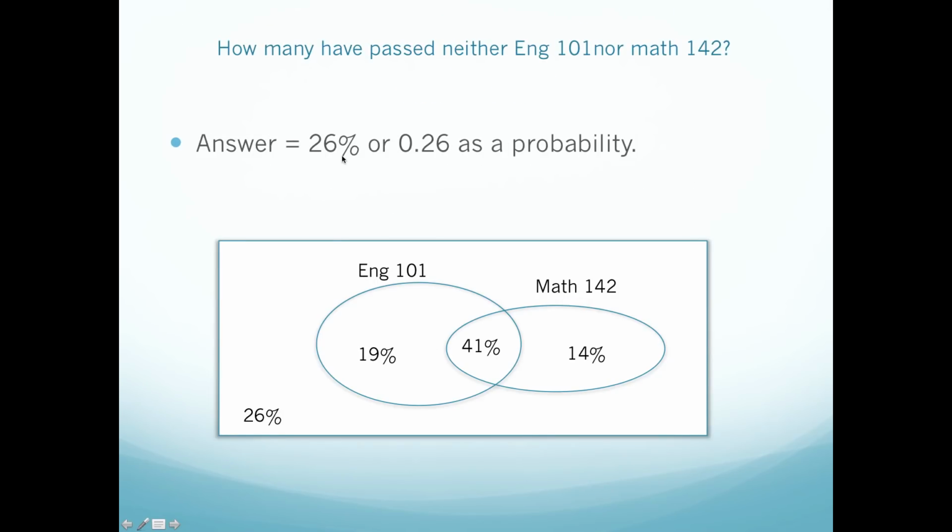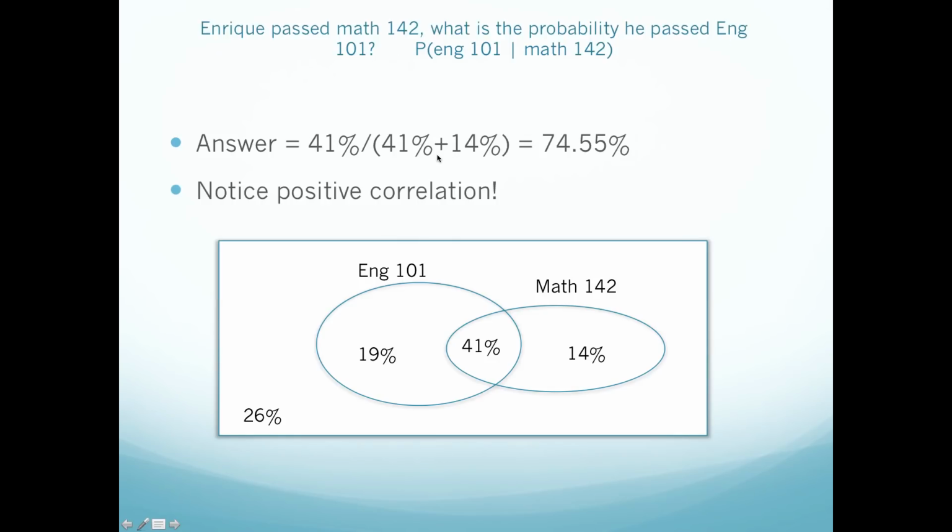So how many have passed neither English 101 nor Math 142? The answer was 26%, or 0.26. I don't personally care which way you write it, but your Canvas homework certainly will. So unless it says percent in the question, use the probability, the decimal version of the answer.